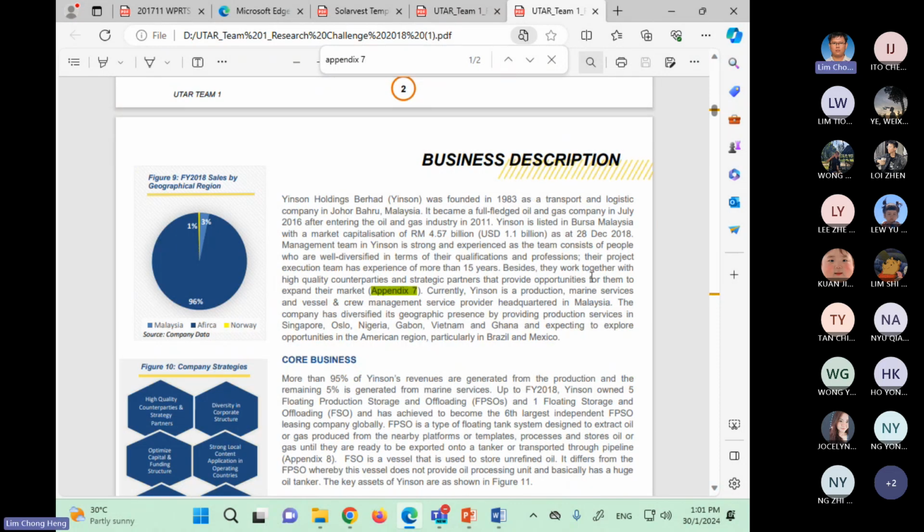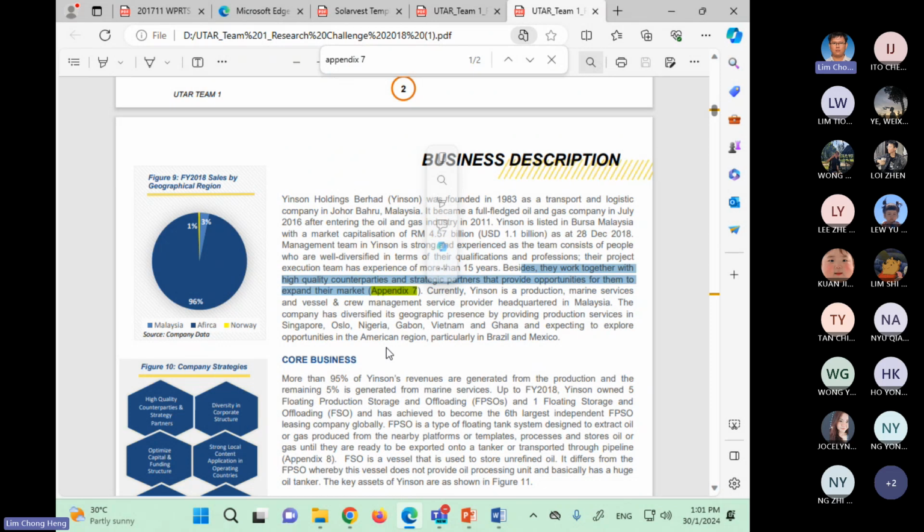Okay, appendix 7 is about this company, what their strategy is, and the location. This company we call Insun. Insun operates the FPSO. This is something where, you know, most of the crude oil is under the sea, right?